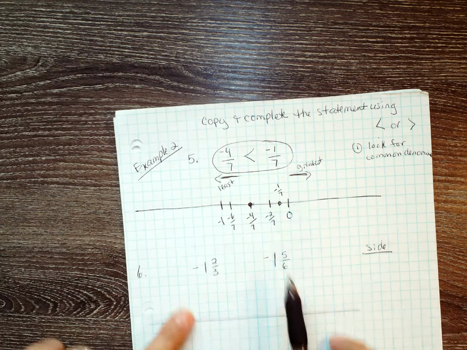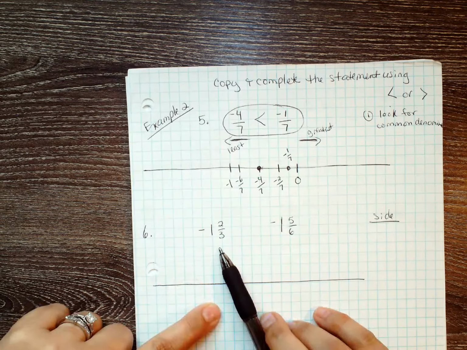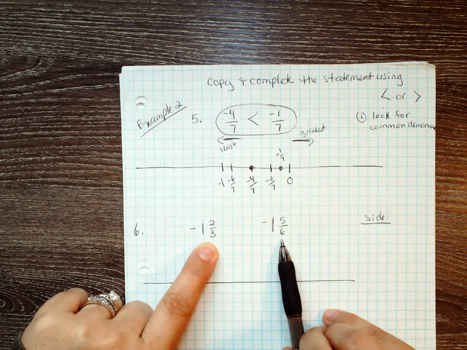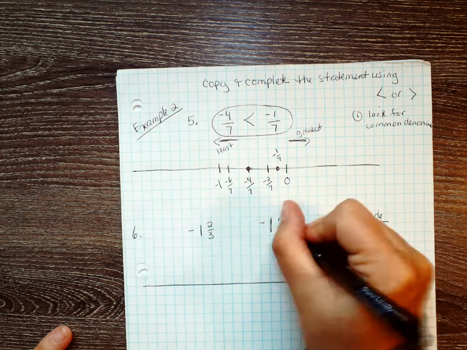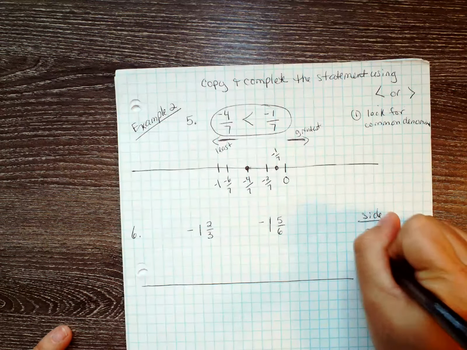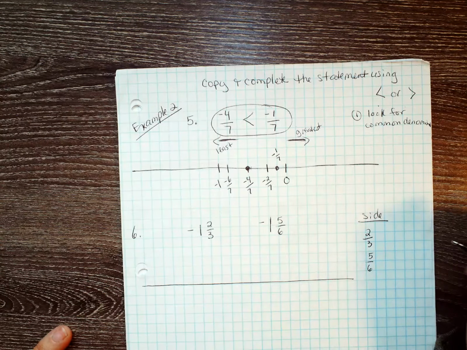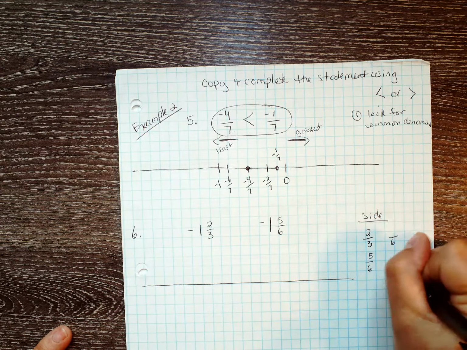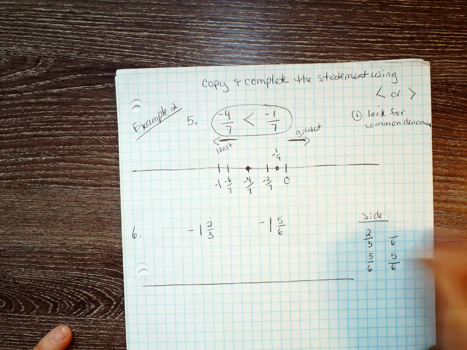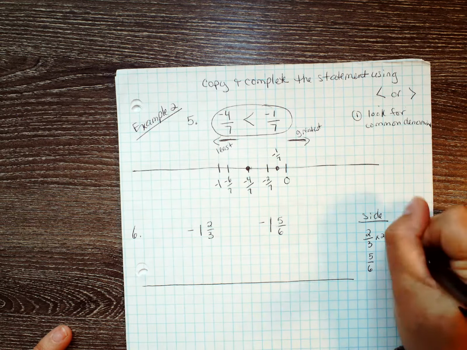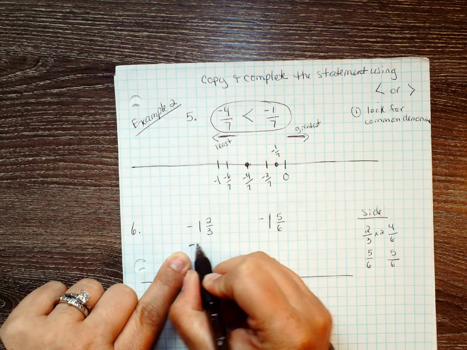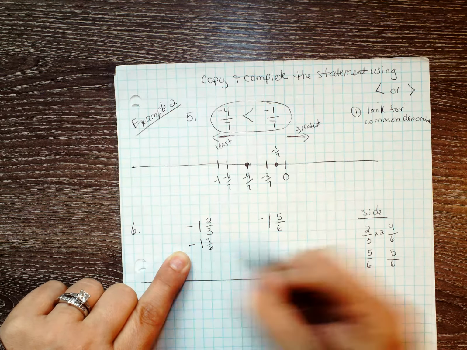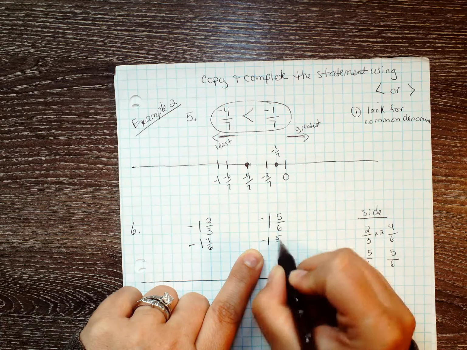For your next one, you have -1 2/3 and -1 5/6. Your denominators are different. So we've done this in previous chapters when we had to find common denominators. So I'm not even going to put my 1s and my -1s in there because we don't need it right now. We just need to find our common denominator. So our common denominator is 6. And this is going to remain 5/6, but I'm going to times this by 2, and I'm going to get 4/6. So underneath it, I'm just going to rewrite it. So -1 2/3 is actually really -1 4/6. And this is still -1 5/6.